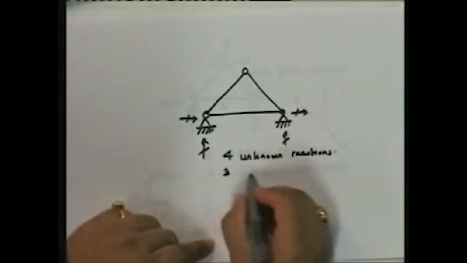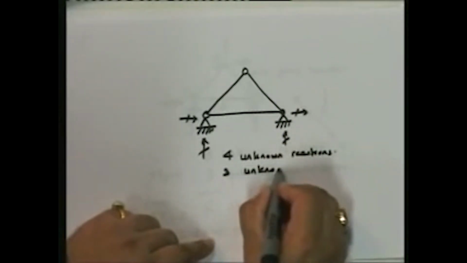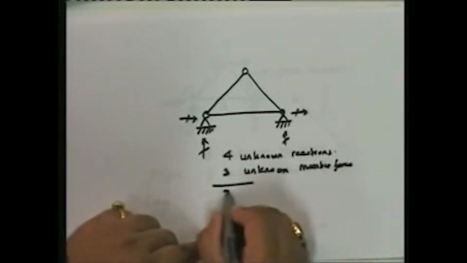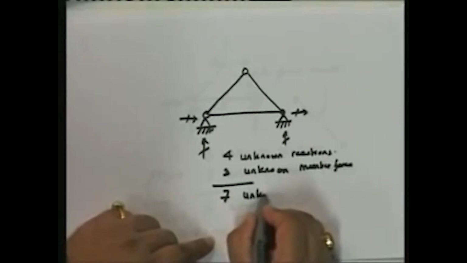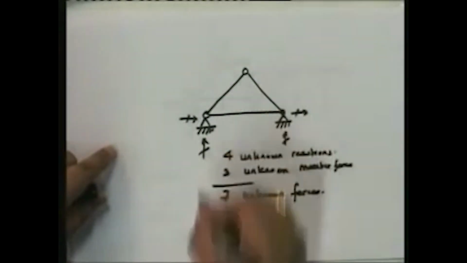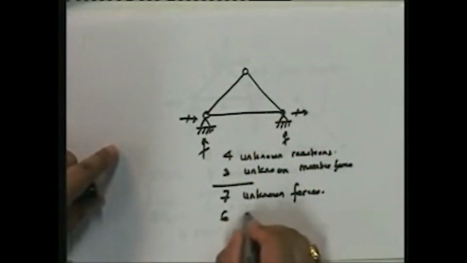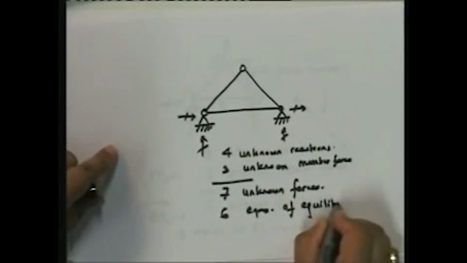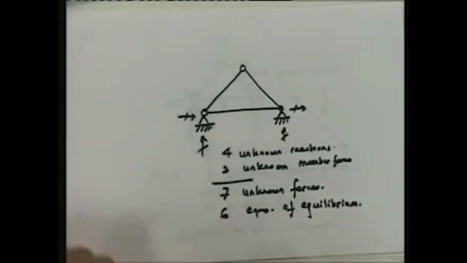And of course the same 3 unknown member forces. So therefore we have a total of 7 unknown forces, and remember exactly the same structure, so we only have 6 equations of equilibrium. What happens now? There is no way that you can find out all the unknown forces with just the equations of equilibrium that you have.